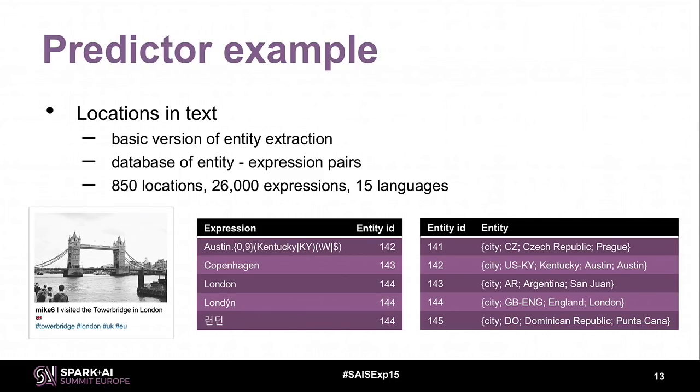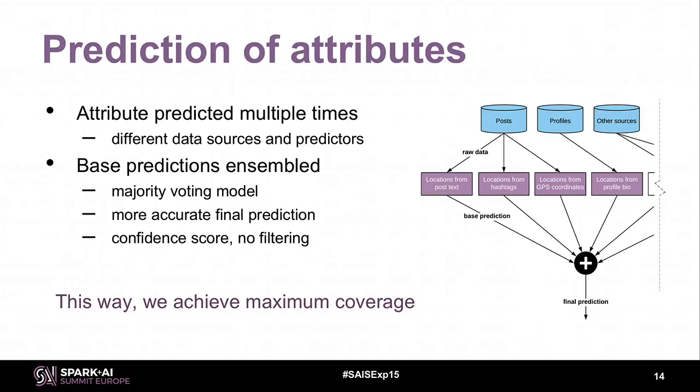And when we use it, we load a text. We scroll through the database of expressions, trying to find a match. And when we find a match, we load the corresponding entity ID and entity. And now we know the text is about London in UK, and that London is a city. In this case, we use a database of 850 different locations, described with 26,000 expressions, written in 15 different languages.